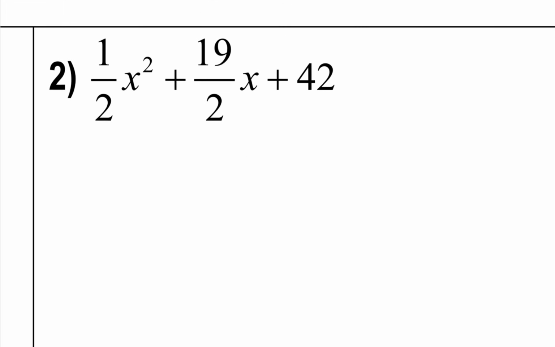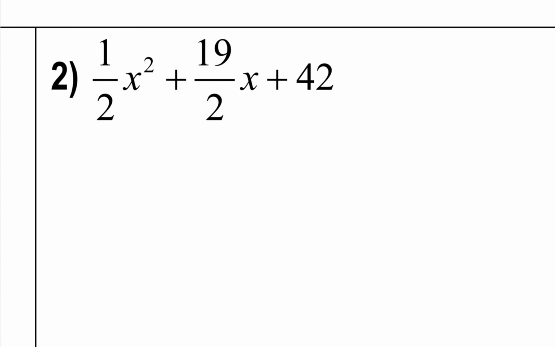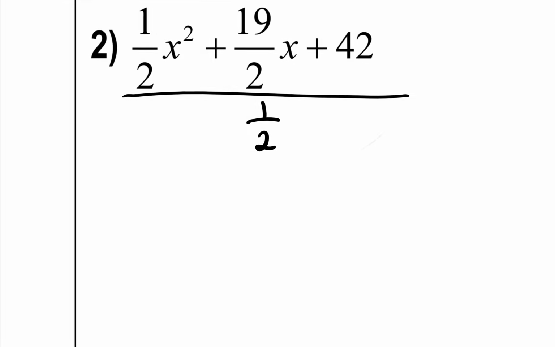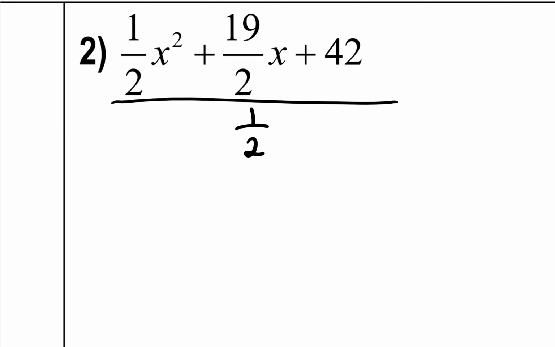Okay? So if I look at these 3 numbers, what's my smallest number? Between 1/2, 19 halves, and 42, the smallest number is 1/2. Now, can I divide the other 2 numbers by 1/2? Of course I can. You can divide anything by a fraction because all you do is flip the fraction and multiply. That's really what you're doing, right? So if I'm dividing by fractions, I know my GCF, my factor, is going to be 1/2.